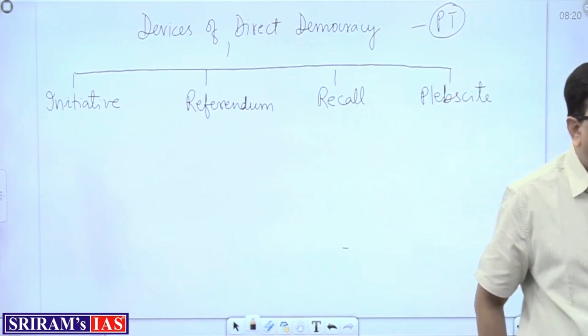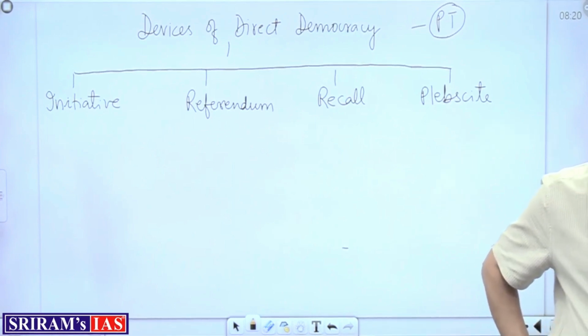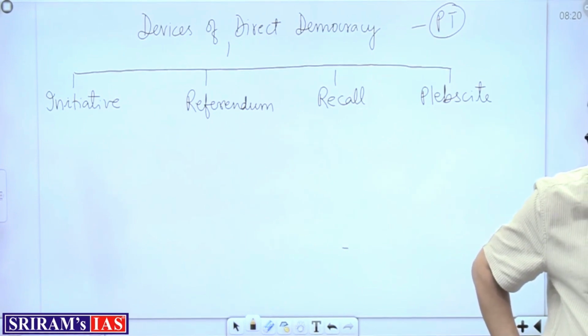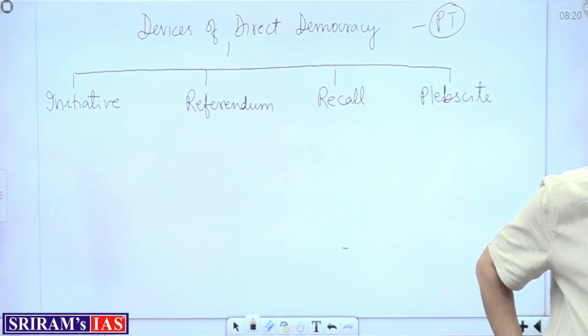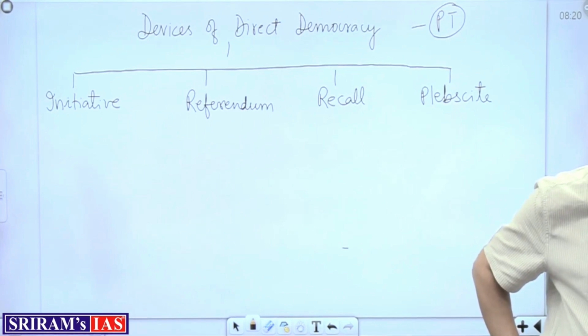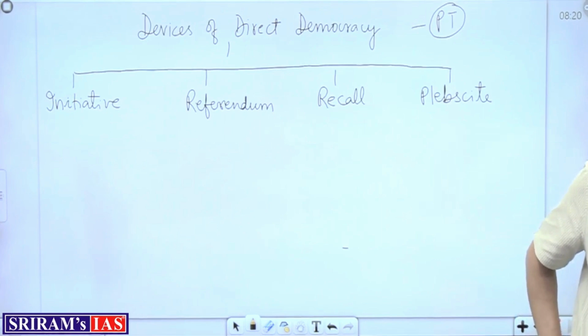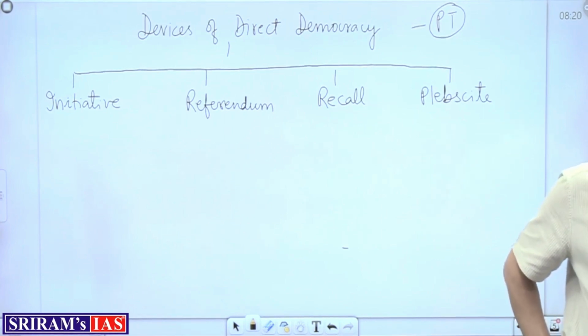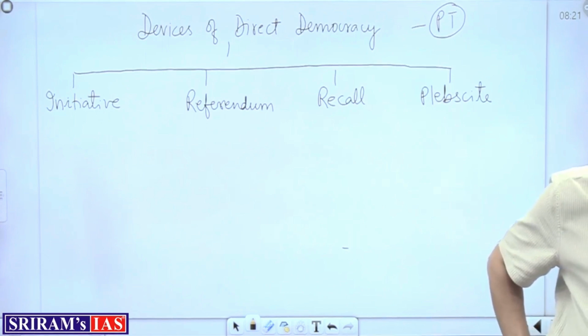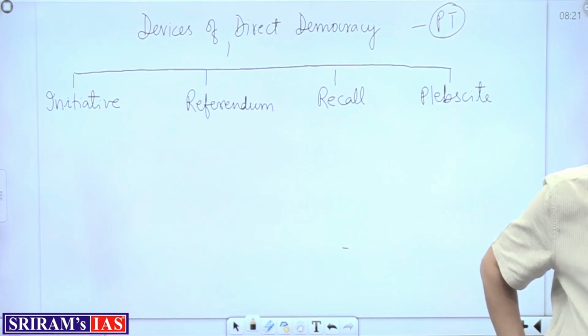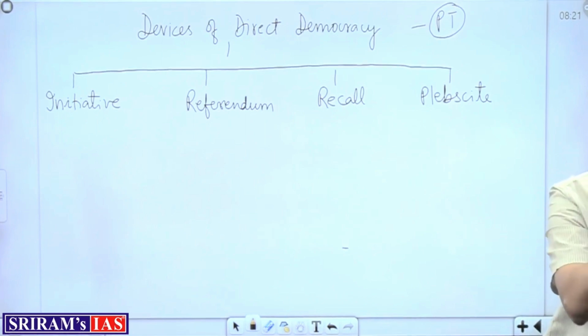Then recall. It is a device by which the elected representatives can be called back if the majority wishes. So during the term of the representatives, if the people feel that our representative is not working well, he has not been able to discharge the responsibilities, then if the majority wishes, they can call him back.